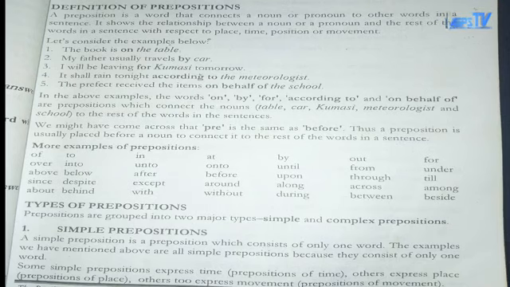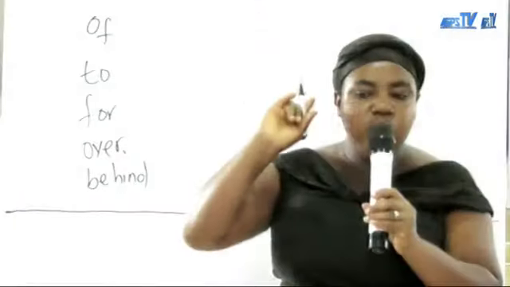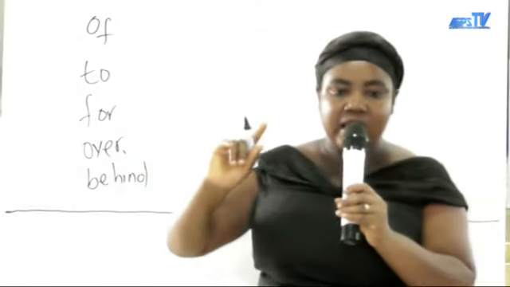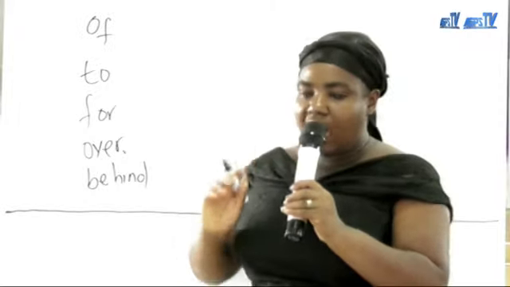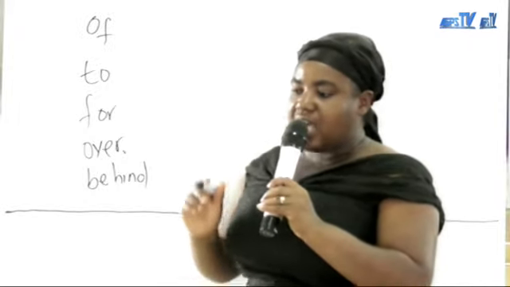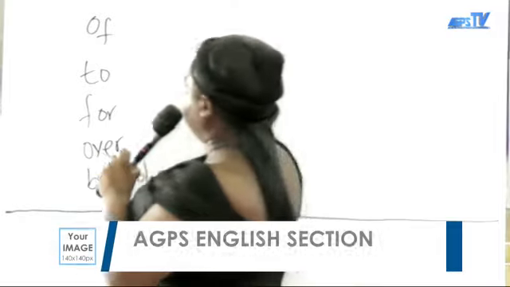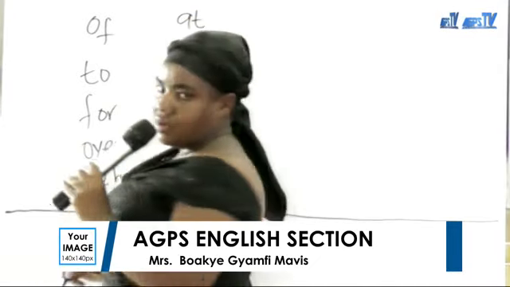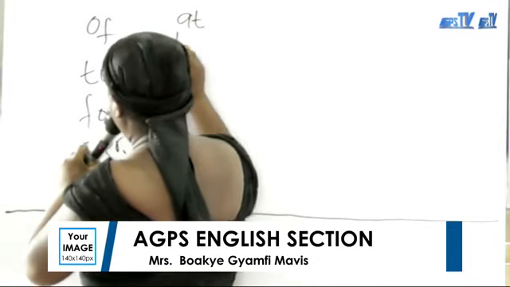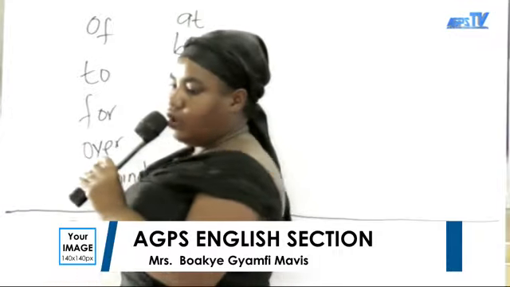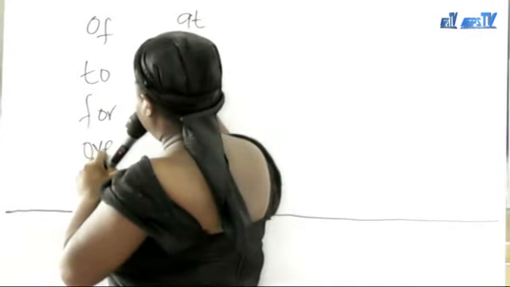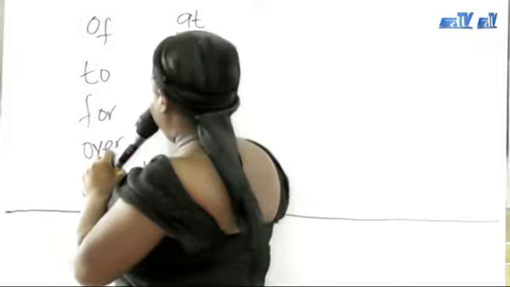All these are simple prepositions because each consists of only one preposition. Another one, we can have at. We can also have by, we can also have out, we can have from.